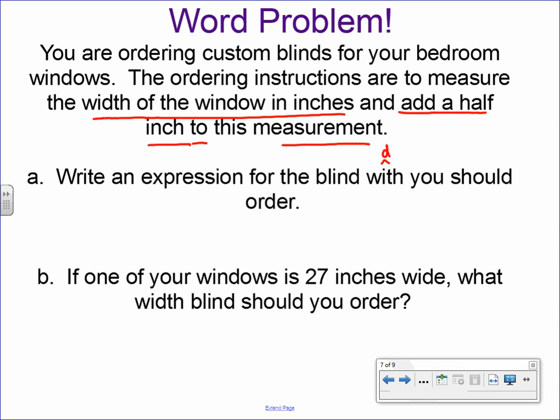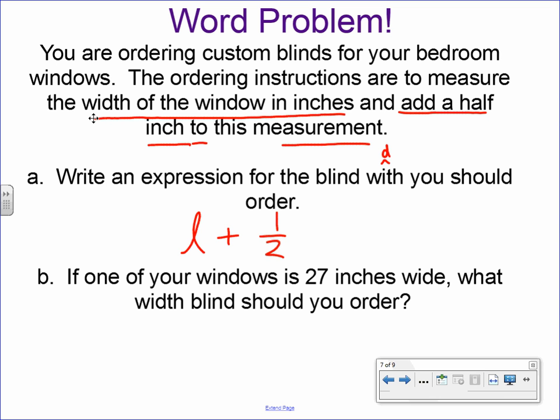L, X, W? It doesn't matter, right? Call it anything you want. Okay, I heard L first. Let's use L. So L is my variable, and what do I have to do with the width of the window in order to get the actual measurement that I want? Add a half. Add 1/2. Good. And you could write it like that, or you could add on what other number? 0.5 would work as well. You can use decimal. Sure, whatever you prefer.